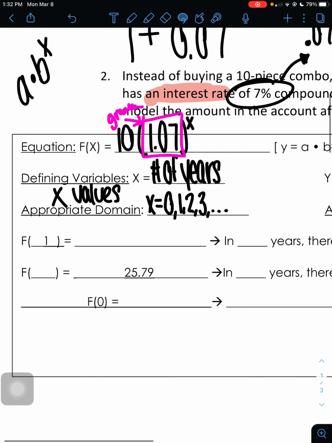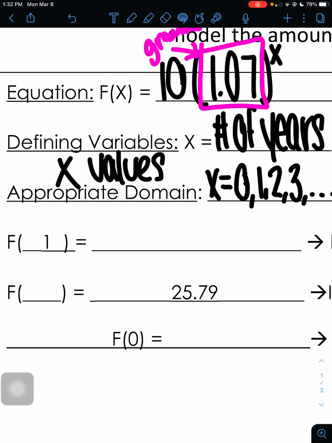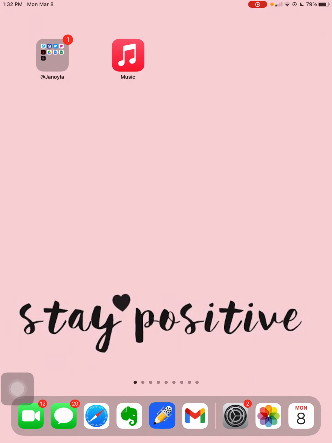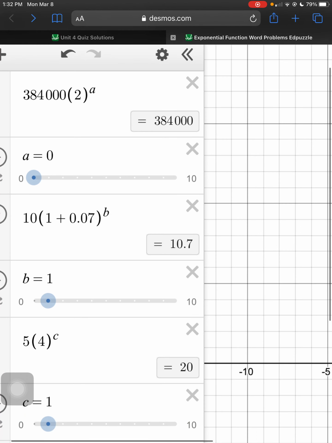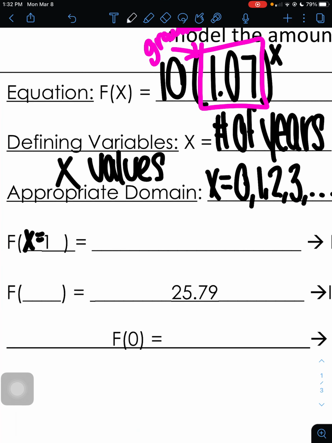So let's go ahead and take a look at this f of 1 and then this second question down here. So f of 1 just means they want us to put 1 into our function. That just means evaluate this function for 1. So make x equal to 1. If I were to do so, I would see that this equation should be equal to $10.70. Yes, that's exactly what I see. I wish I could write it, but look in line 3, that 10.7, that's saying $10.70.